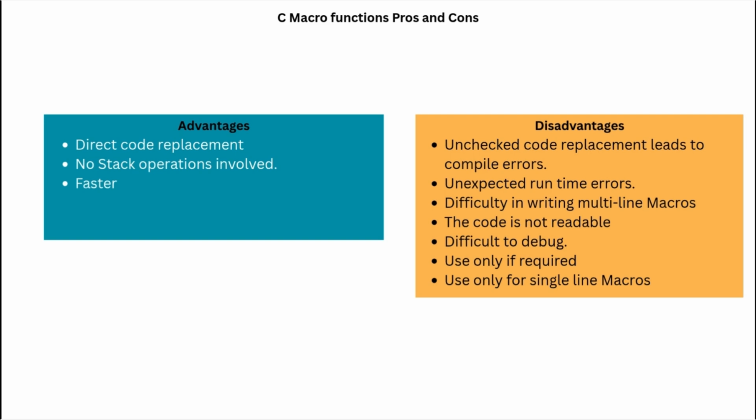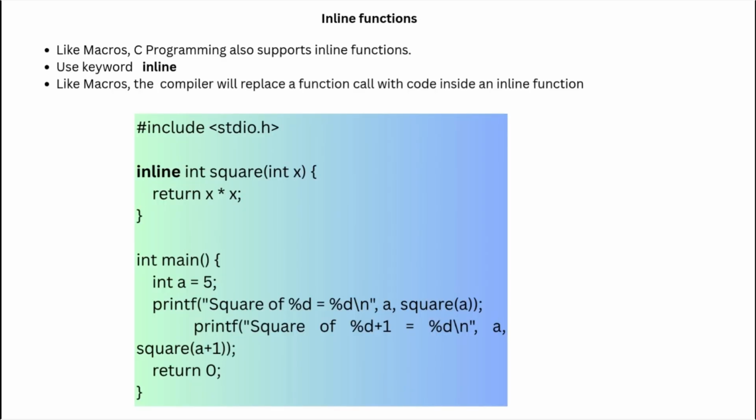And let's see another kind of function which is almost similar to macros, but they are not macros, they are inline functions. So what is an inline function? You have the keyword inline in front of your function. Like how a macro works, whenever you call it, the same code inside the inline function will be replaced. The compiler will replace this code, and here also there are no stack operations involved.